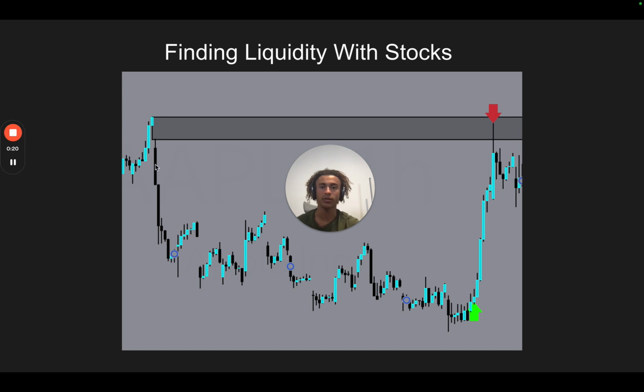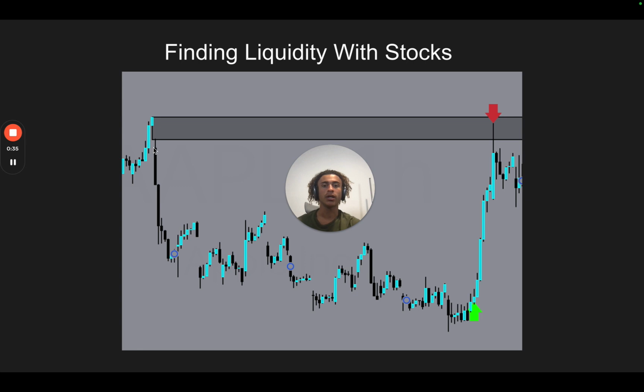Now, why was this an area of liquidity? Because this was a gap. A gap is the distance between where price closed, so right here, and where price opened the next day. So there's a lot of liquidity resting above these areas and below these areas and in the middle of these areas. So we can use these areas as targets.